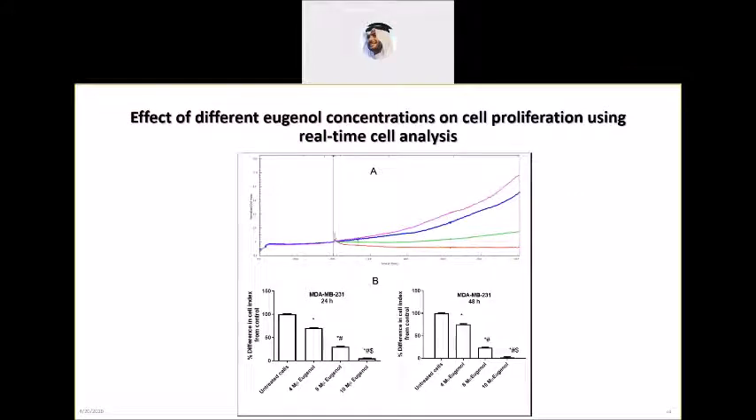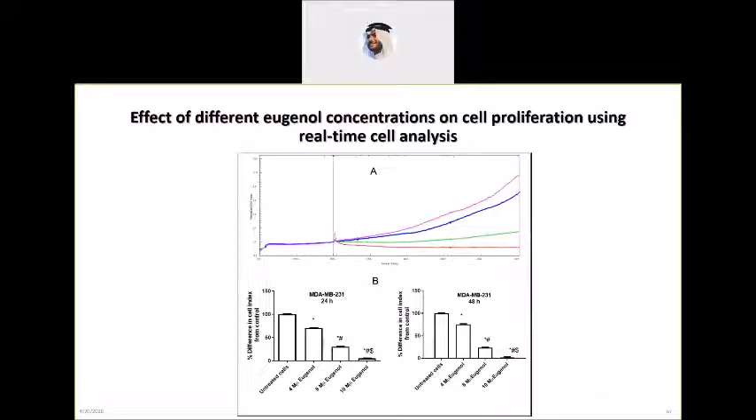Also, we did the same with real-time cell proliferation, using the RTCA system. We monitor the cells for 72 hours to detect the real-time proliferation. We use three different concentrations in the MDA cells and three different concentrations with the SKBR3 cells. The graph on the top represents the RTCA system.